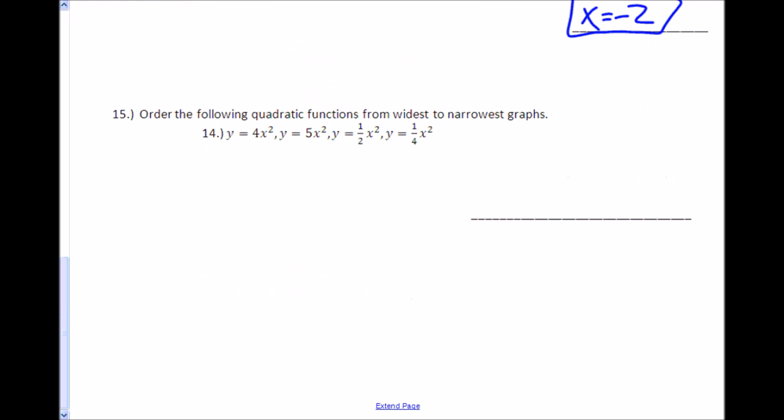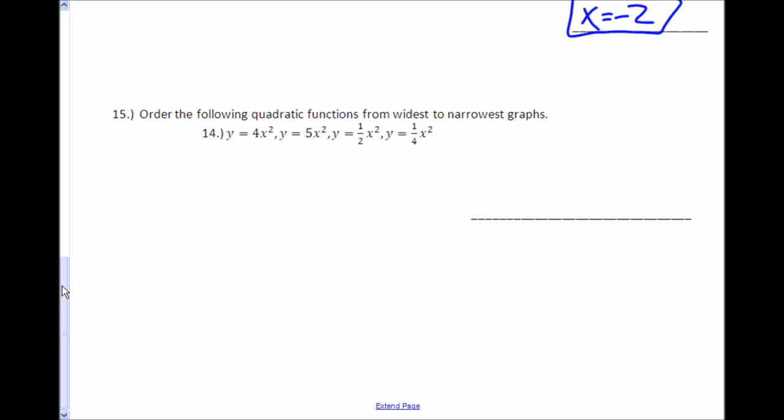For number 15, it asks me to place these in order from widest to narrowest. And remember, that's just dependent on the a value. That's when we change it from a whole number to a fraction. Remember, the smaller the fraction, the wider the parabola. The larger the number, the skinnier, or narrower, the parabola is.